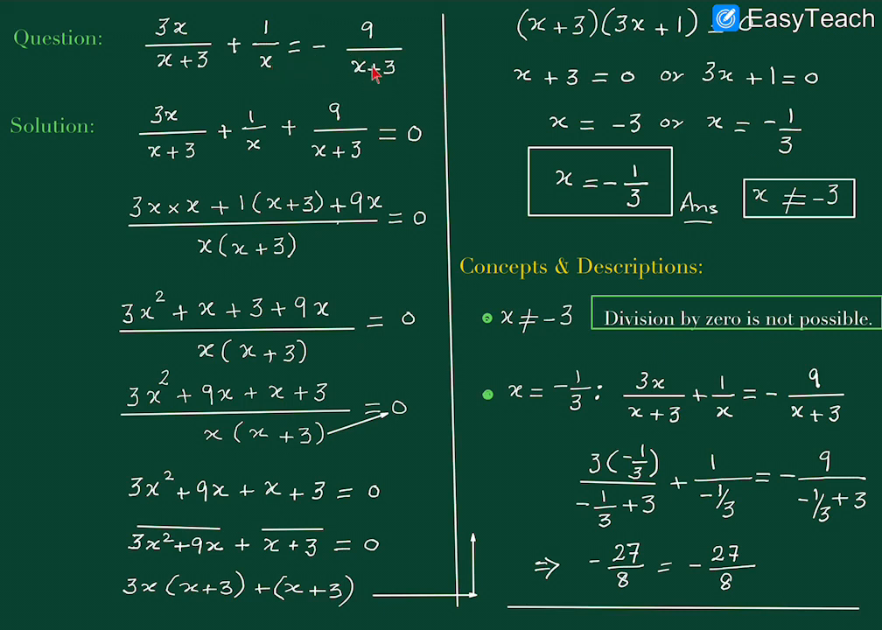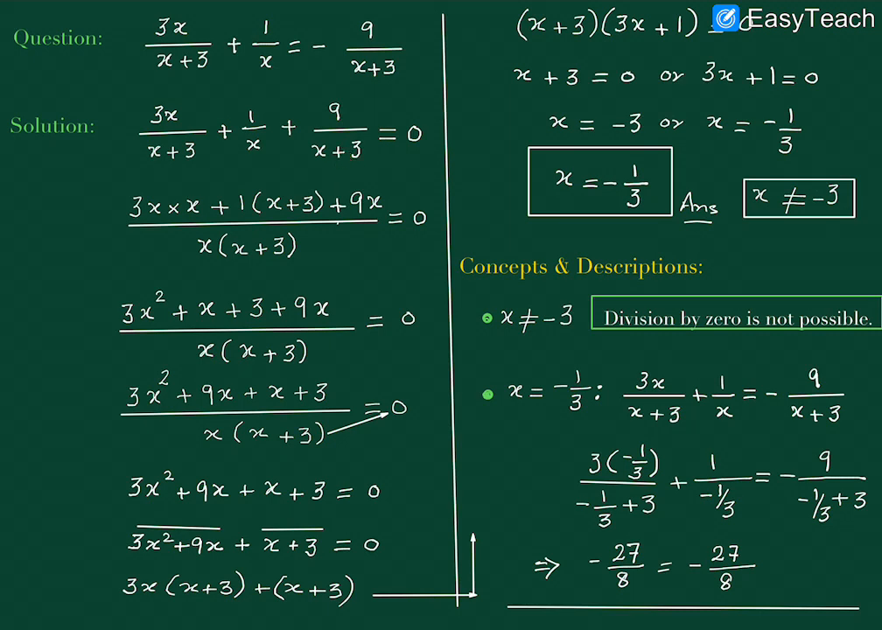upon x plus 3. So in order to solve this question, first of all we arrange this and shift this negative term on the left hand side. Once it is negative on the right hand side of equality, when we shift it to the left hand side of this equality, it becomes positive. So I have rewritten this factor, and then this becomes plus 9 upon x plus 3.